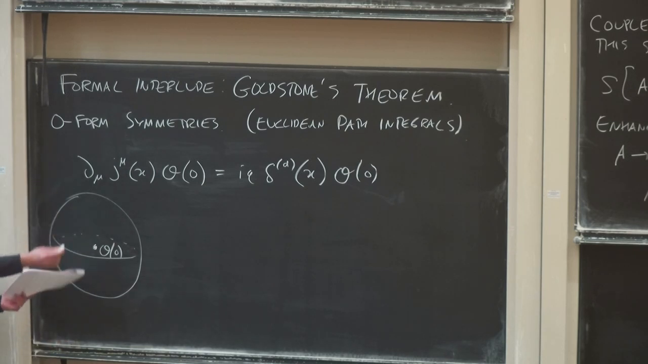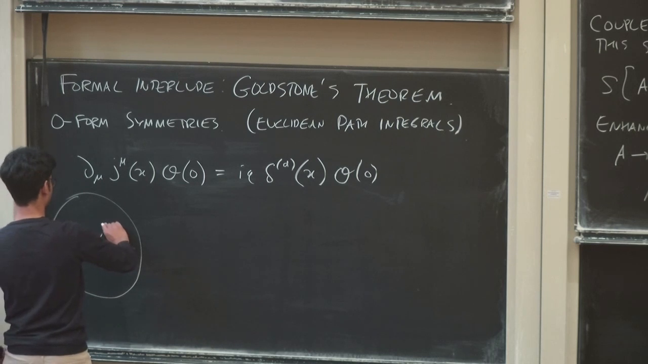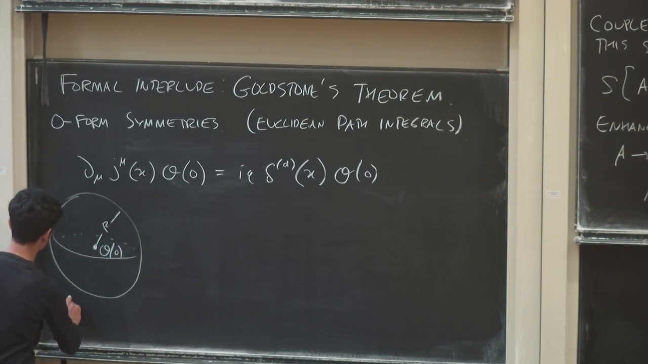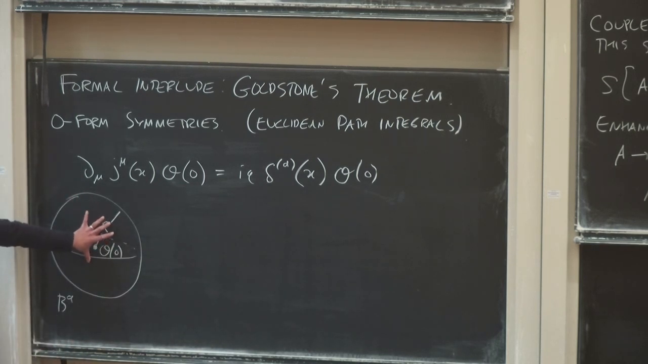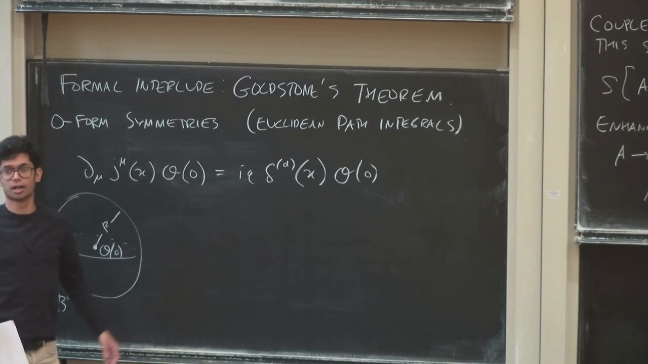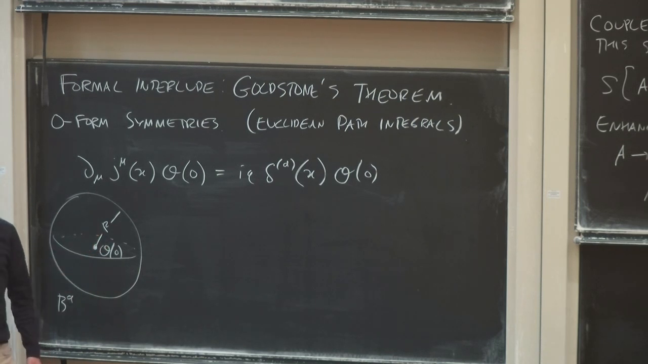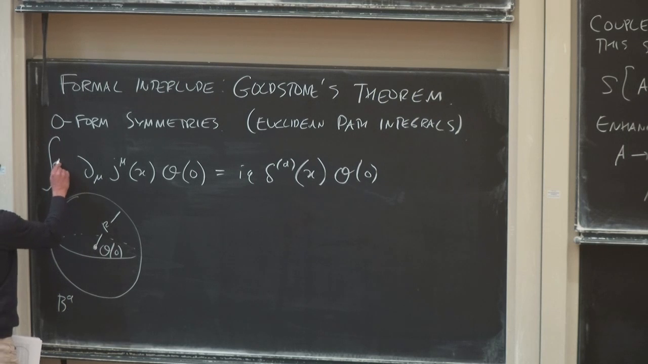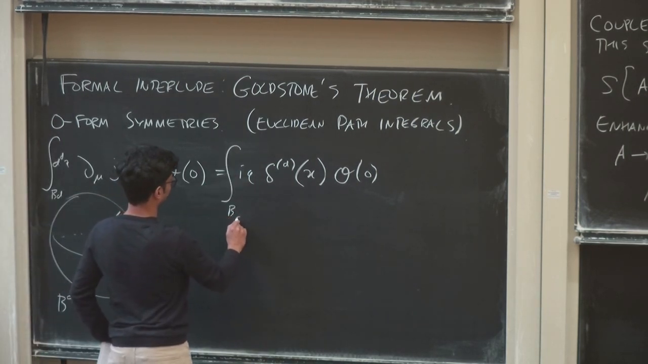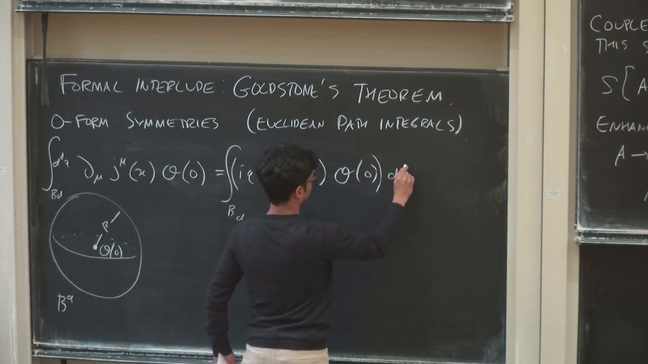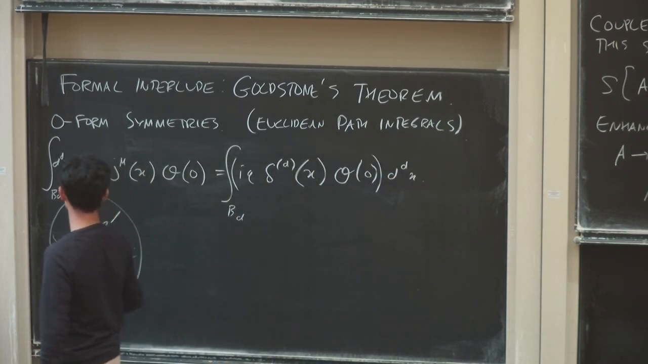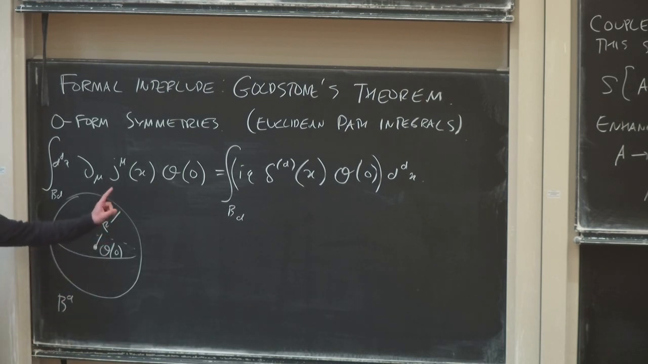Now, let's take this equation and consider the following. I'm going to make a ball surrounding this. This is a Euclidean sphere. The ball has radius r, and I'm going to call this ball B_D. Ball means, remember, the interior is included. So I'm going to integrate both sides of this over the interior of the ball of radius r.